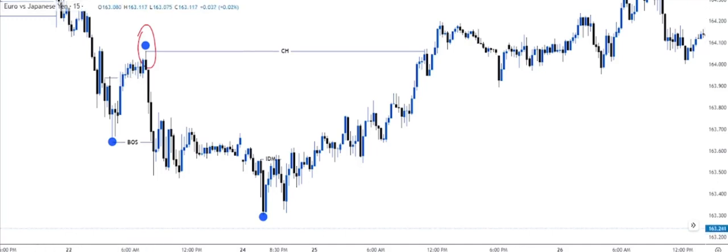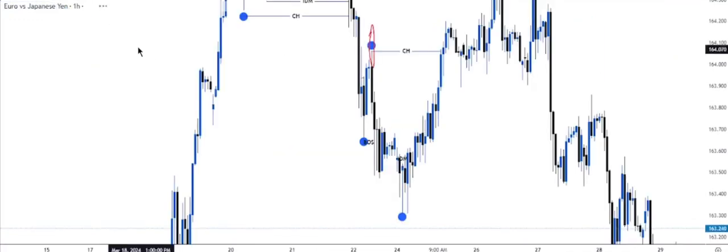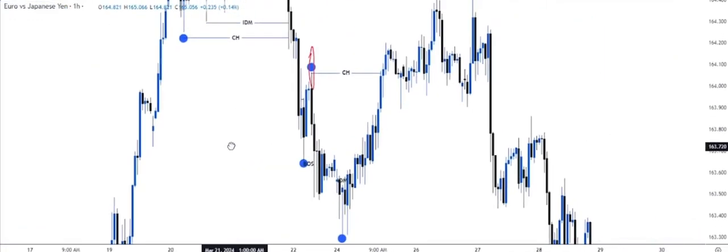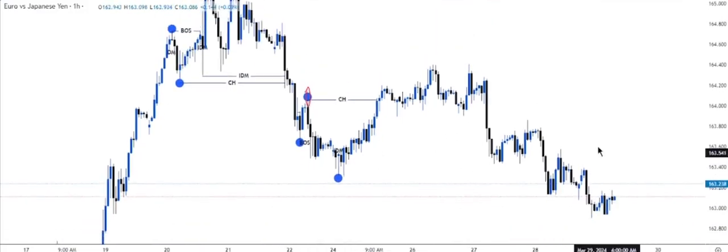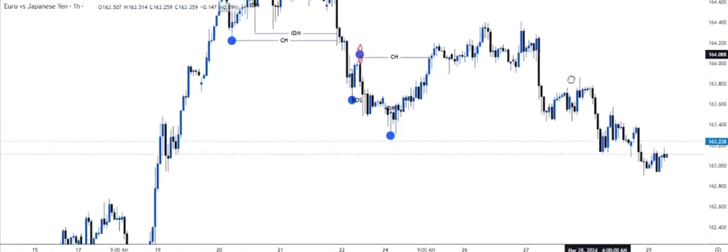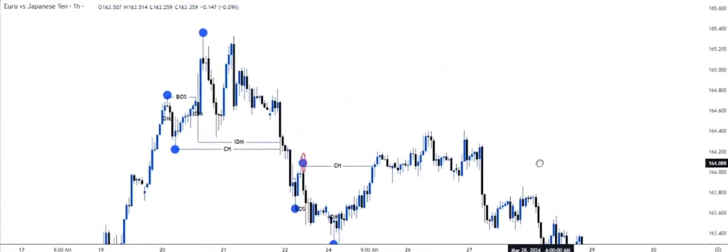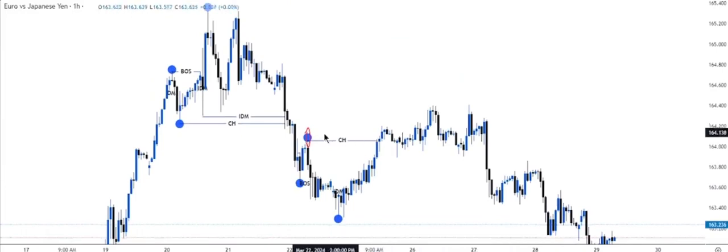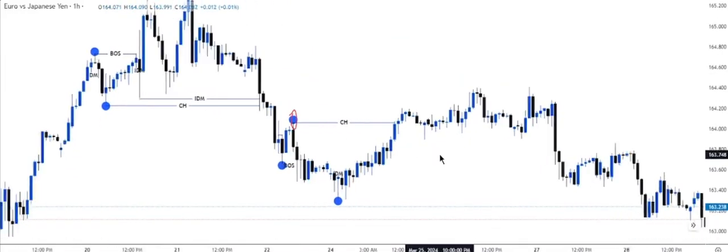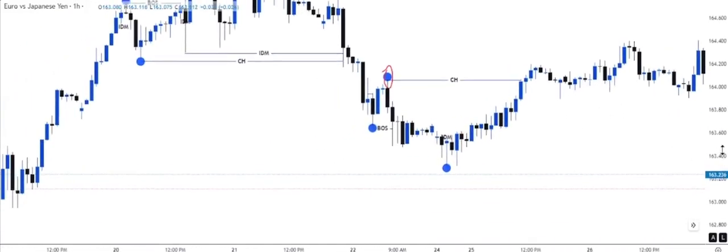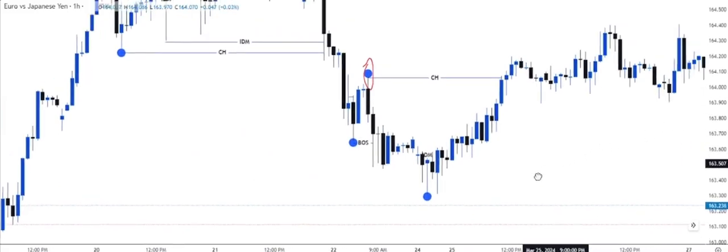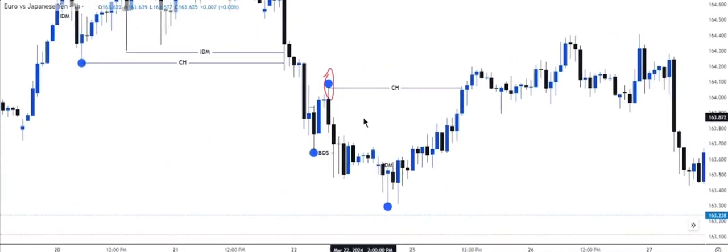Let's get to the 1H and see whether where we marked is actually change of character. Let's see. I circled where I marked. Where is that circle? Let's find the circle first of all. Okay, so this is the circle. Look at it here. This is 1H time frame. Look at it. This is where traders are making the mistake. Now, let's look at this structure together.